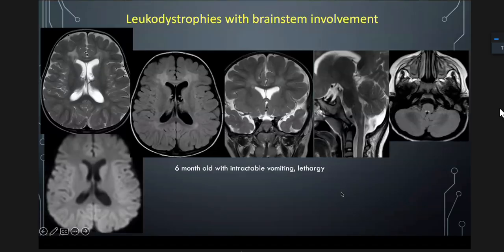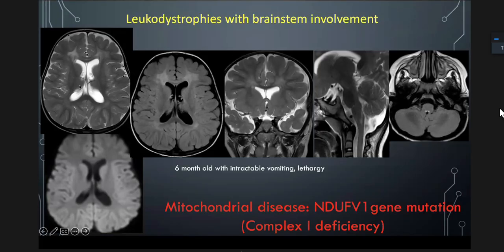Now, leukodystrophy with brainstem involvement. There are some leukodystrophies which will involve the brainstem, like here. This child presented with intractable vomiting, and we see the area postrema showing abnormal signal. Along with that, there is abnormality in the periventricular white matter.